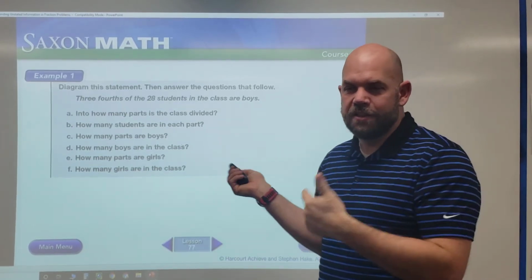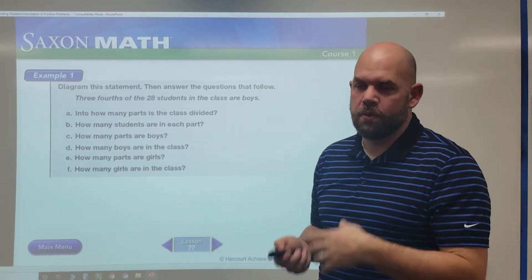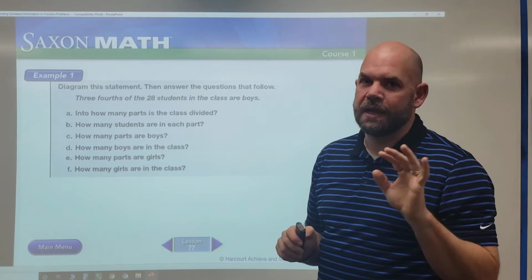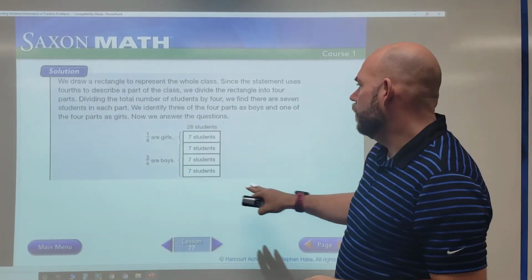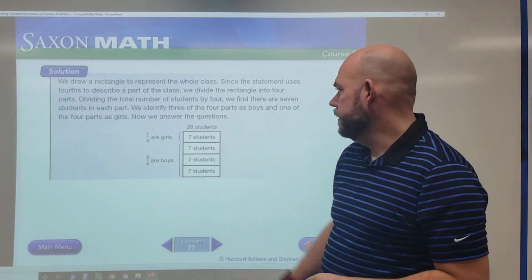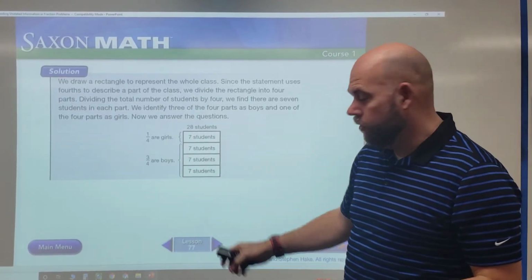And I want you to see it on the slide because when you solve this, whether it's for a homework assignment or for a real world problem, you're going to try to picture it in your mind, and it's going to make it a lot easier to solve. All right, so we're breaking it up into 4 groups. We've got 4 parts. 1/4 are girls, 3/4 are boys. So we can now answer all those problems.